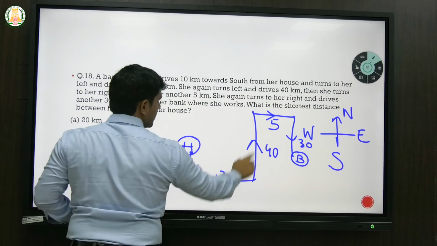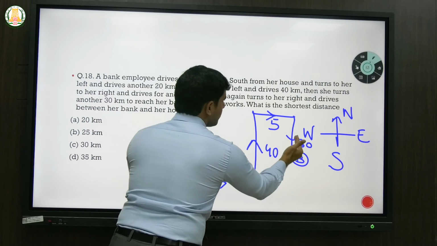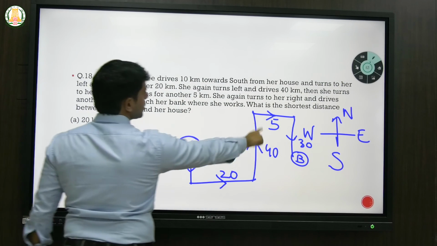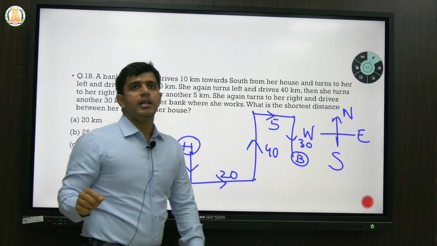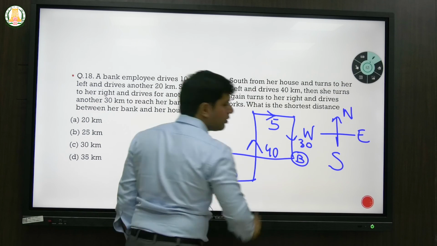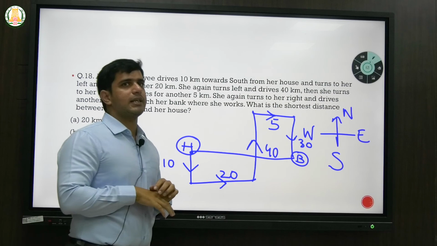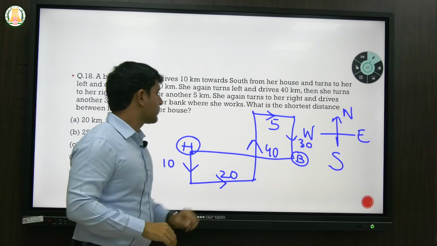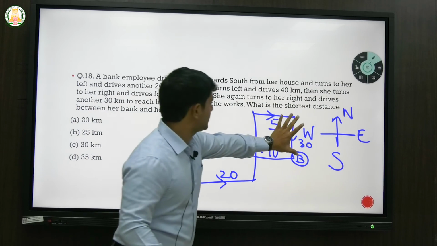So this is the representation of the entire statements. All the statements have been concluded in one diagram. Now you can simply answer the question: what is the shortest distance between her bank and her house? Any shortest distance between 2 points is simply the line joining the 2 points. This is again simple mathematics. Now you can see that this is 10, this is 30, this is 40.